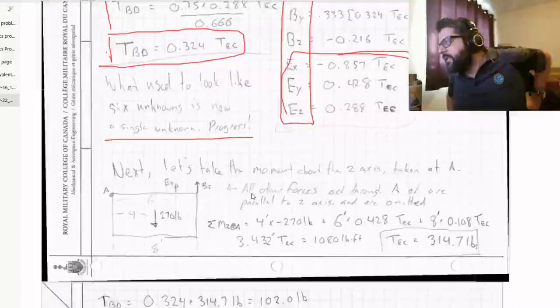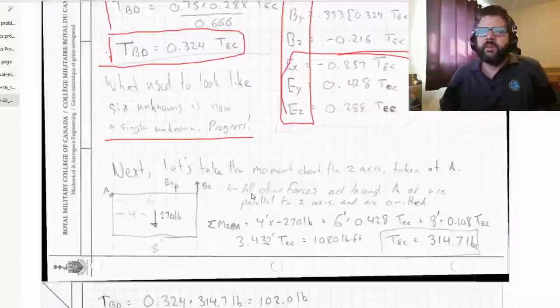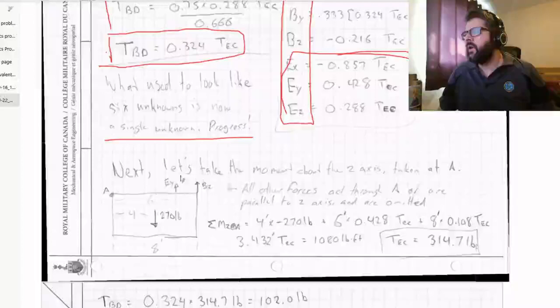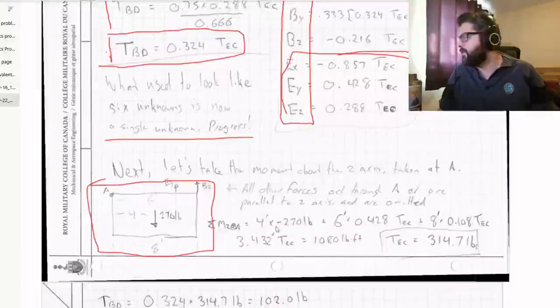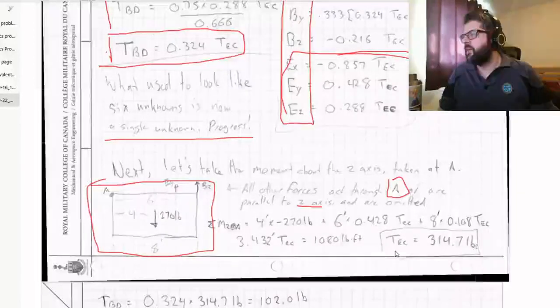So I'm going to take a moment about the z-axis this time. So again, that would be based upon our free body diagram in the xy plane. For the purposes of this calculation, I drew an amended free body diagram that only includes the forces that would be included in that calculation. Any of the other stuff either is acting parallel to the z-axis or passes through A, so I didn't bother drawing the stuff that passes through A. So that one is relatively simple.